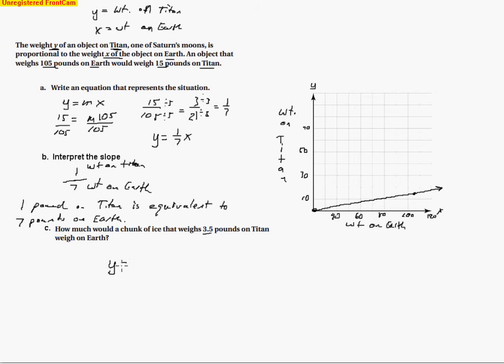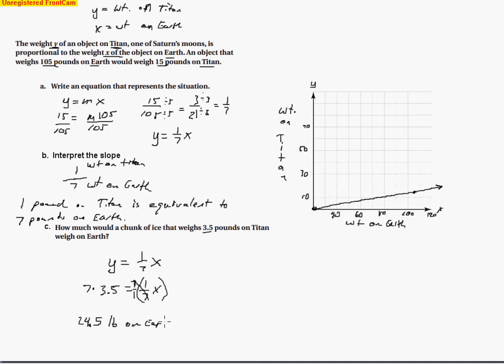So y equals 1/7 x is our formula. So y represents the weight on Titan. So we put 3.5 there, equals 1/7, and then times x. So I'm going to multiply by the reciprocal to cancel out that fraction. So get those 7s to cancel. Do the same thing on this side. And when I multiply that, 7 times 5 makes 35. Carry a 3, 21 and 3 gives me 24. So 24.5 pounds on Earth is what that would weigh.